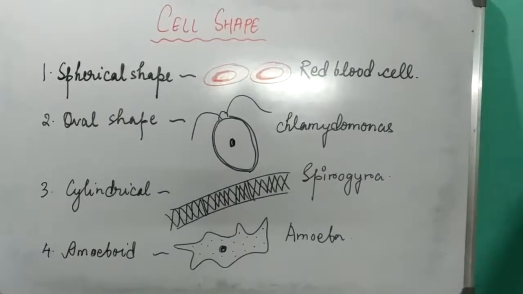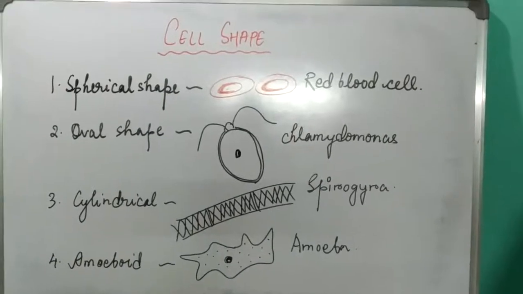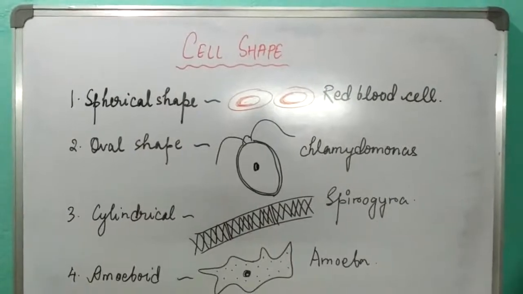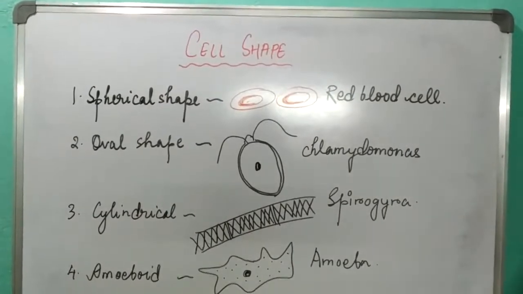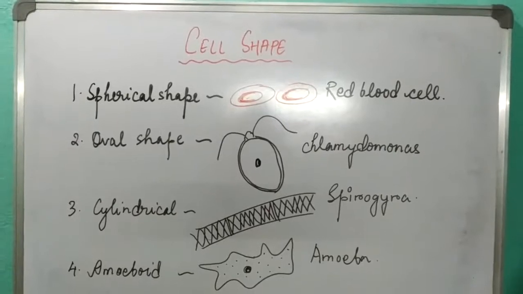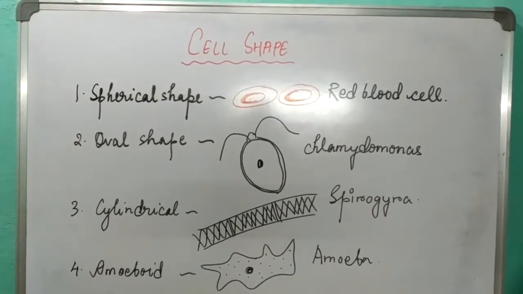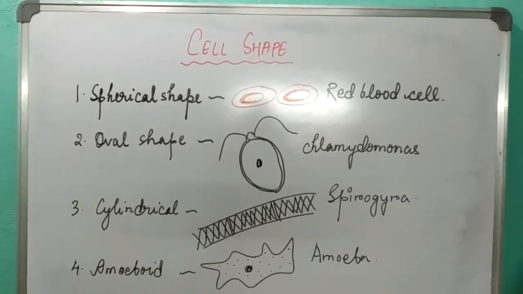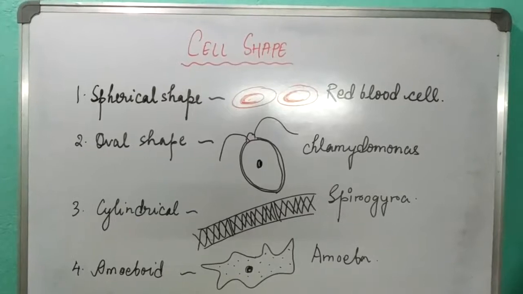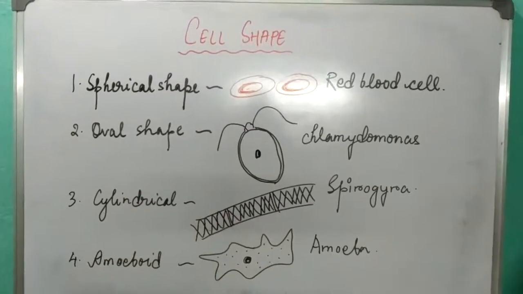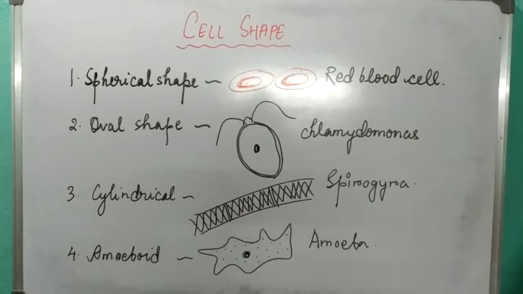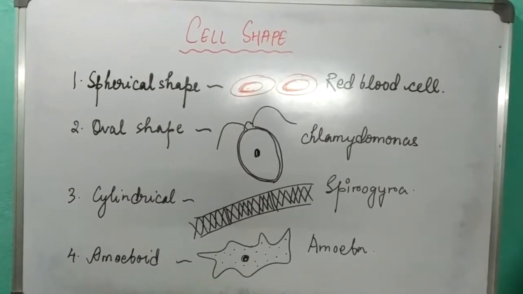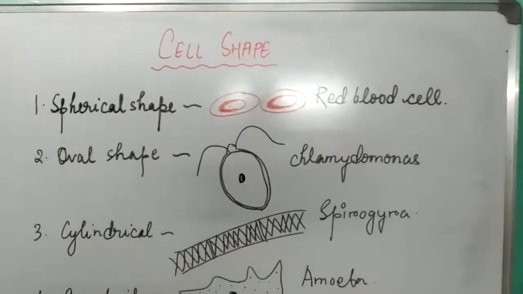Next, let us learn about the different types of cell shape that may exist in nature. The shape of a cell may vary from organism to organism and from organ to organ. Don't make the assumption that cells are only rounded structures. They may be of many shapes and sizes. So let us discuss one by one. First, the shape of a cell may be spherical, like in the case of red blood cell, which I have already drawn on the board.